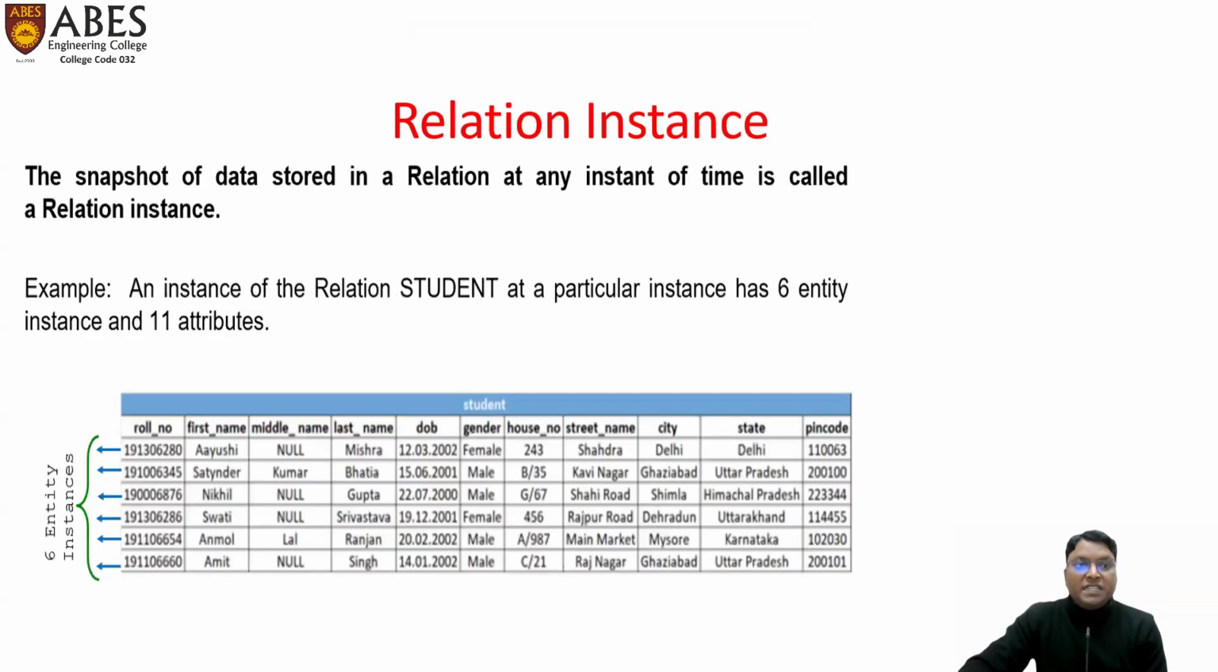Now, relational instance. The snapshot of data stored in a relation at any instance of time is called a relational instance. An instance of the relation student at a particular instance has 6 entity instances with 11 attributes. This is the instance of the relational schema.